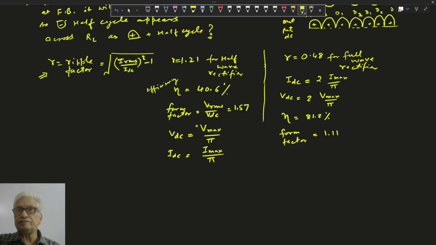Efficiency for half wave is 40.6%. Form factor VRMS upon VDC is 1.57. VDC is V maximum upon pi, IDC is I maximum upon pi.